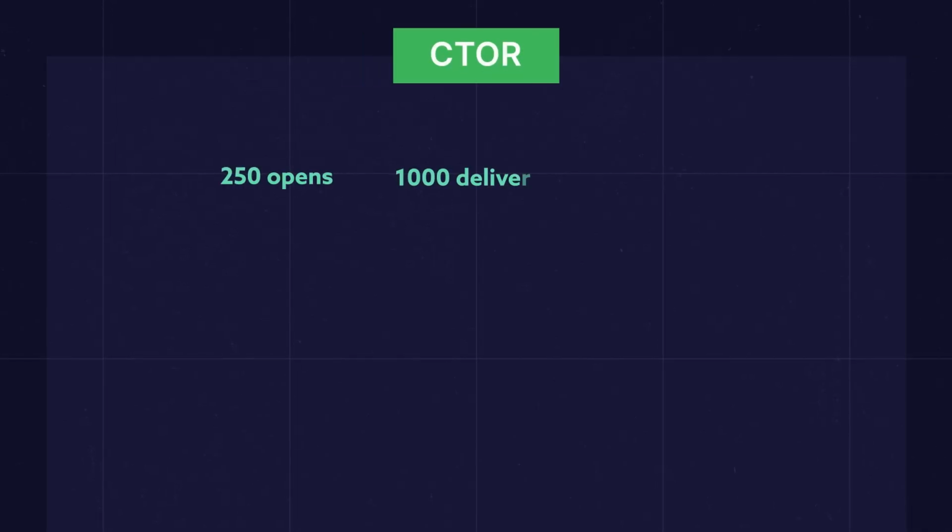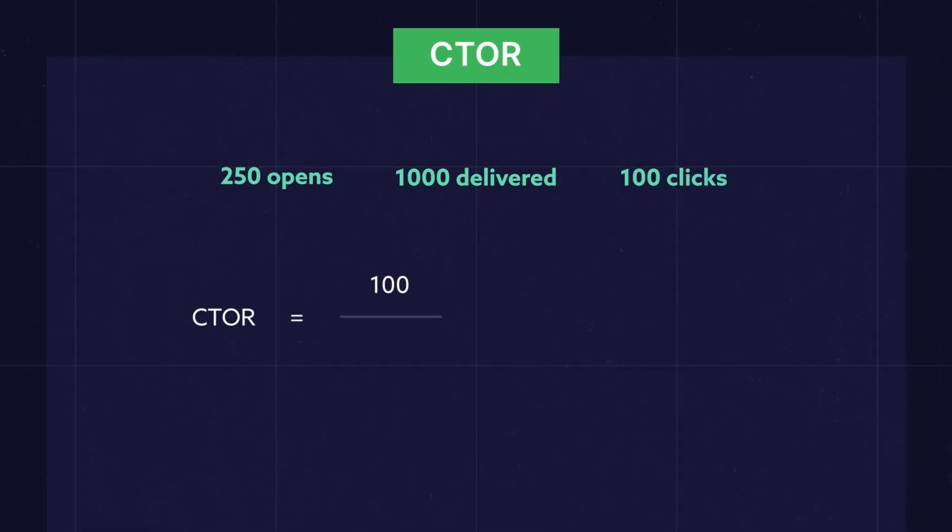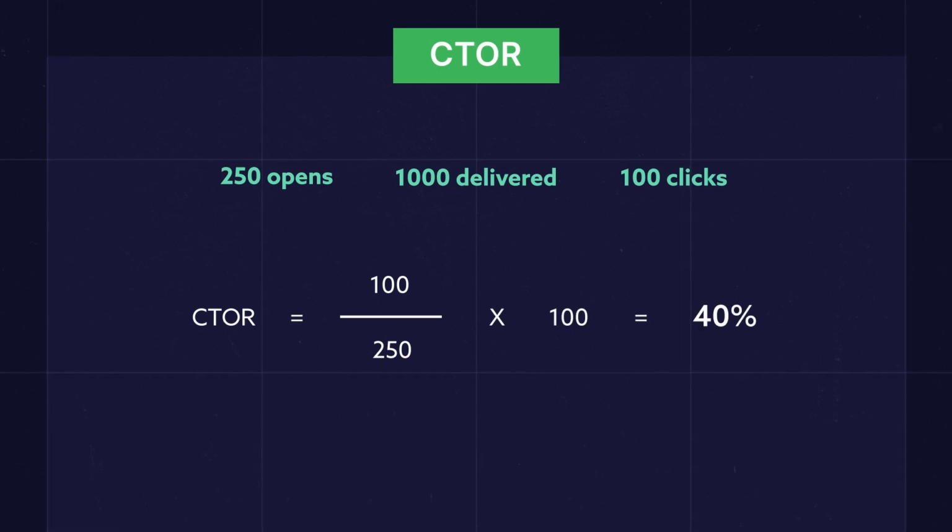CTOR tells you the percentage of people who clicked on a CTA inside your email from all of those who opened it. In our previous example, 250 people had opened our emails out of 1,000 delivered, and 100 had clicked on the CTA. Then the CTOR in this case would be 100 clicks divided by 250 opens and multiplied by 100%, which comes to around 40%.